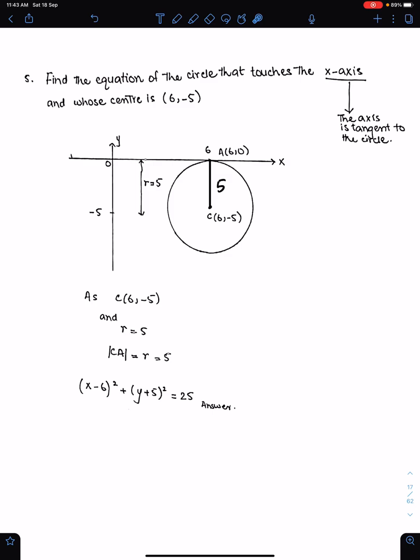The important part of this question is this: circle touches the x-axis, that means x-axis is the tangent to the circle, and this x coordinate of center is 6, so this must be 6 comma 0.